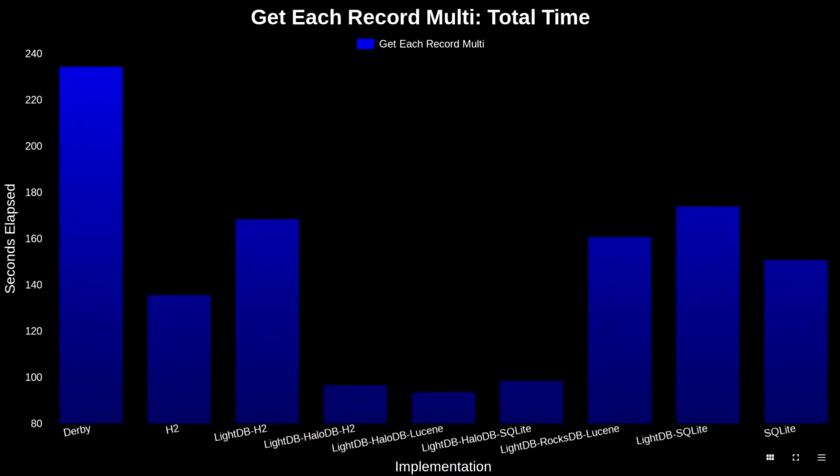So this is after removing Postgres, so you can see a little bit better at scale how these stack up. You took Lucene. Oh no. Yeah, Lucene's out too. So you can see some of these that I have. You've got LightDB with RocksDB and Lucene.